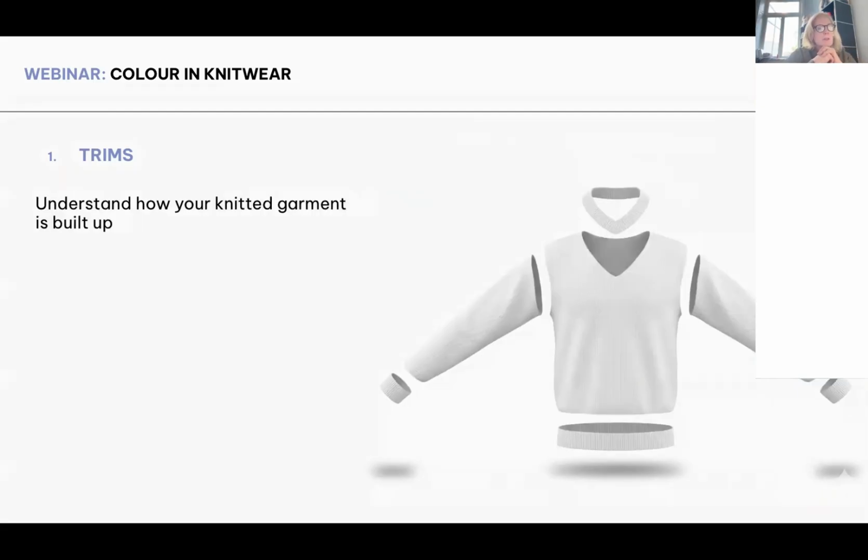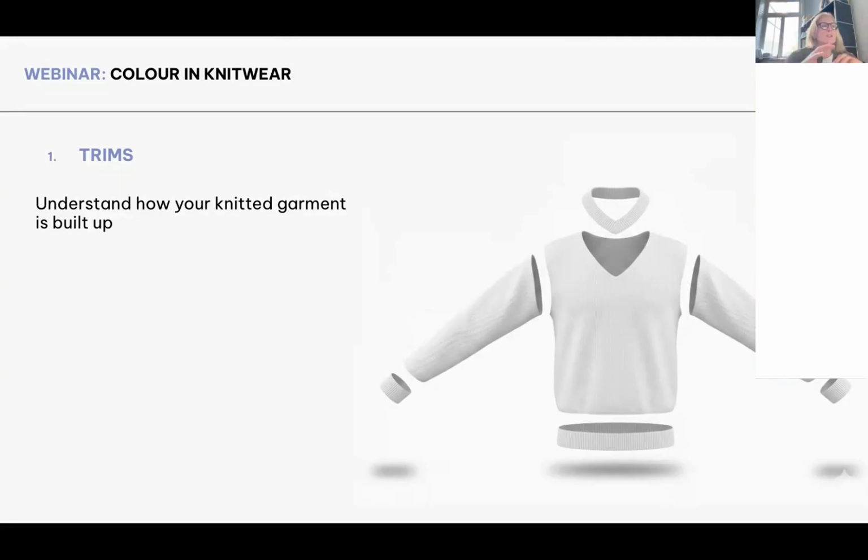For this, you need to know which elements you can play with. In the knitwear branch, we talk about the trims, which means the collar and the cuffs and the wrist, the main trim on the body, and we have the sleeves, which are then connected to the front and the back part.